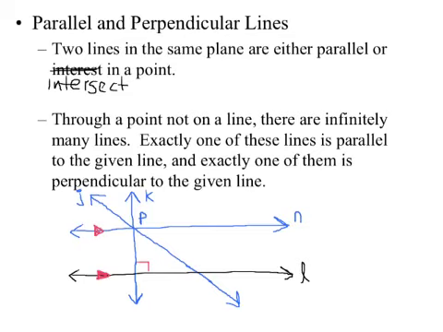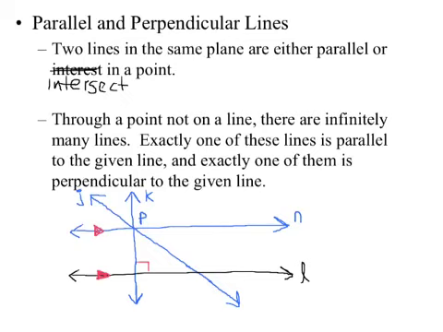All right, parallel and perpendicular lines. Two lines in the same plane are either parallel or intersect in a point. Okay? Through a point not on a line, there are infinitely many lines.